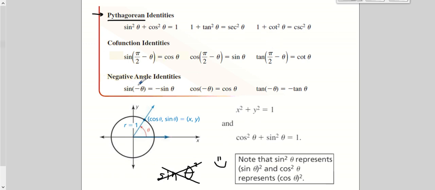Then negative angle identities. Sine of negative theta equals the opposite of sine theta. For example, the sine of negative 45 would be the same as the opposite of the sine of positive 45. Cosine of a negative theta is equal to cosine theta, and tangent of negative theta is the opposite of tangent theta.